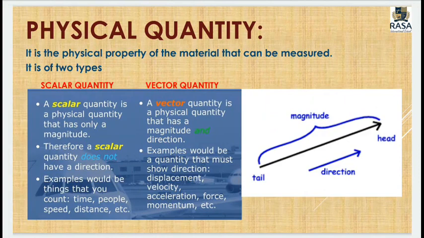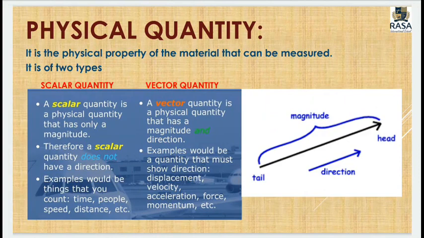Therefore scalar quantities do not have direction, but vector quantities have magnitude as well as direction. Now this can be understood easily. In this figure, the arrow has a head and a tail.